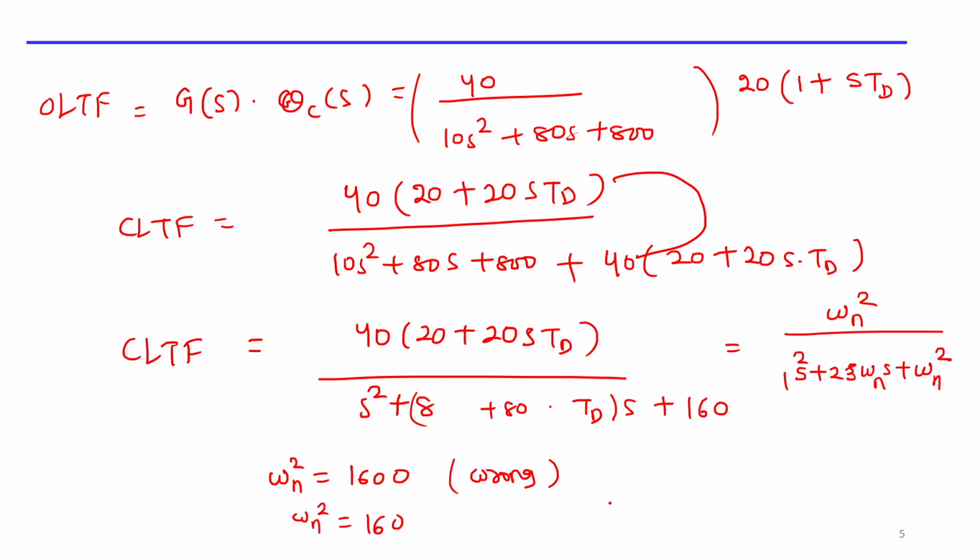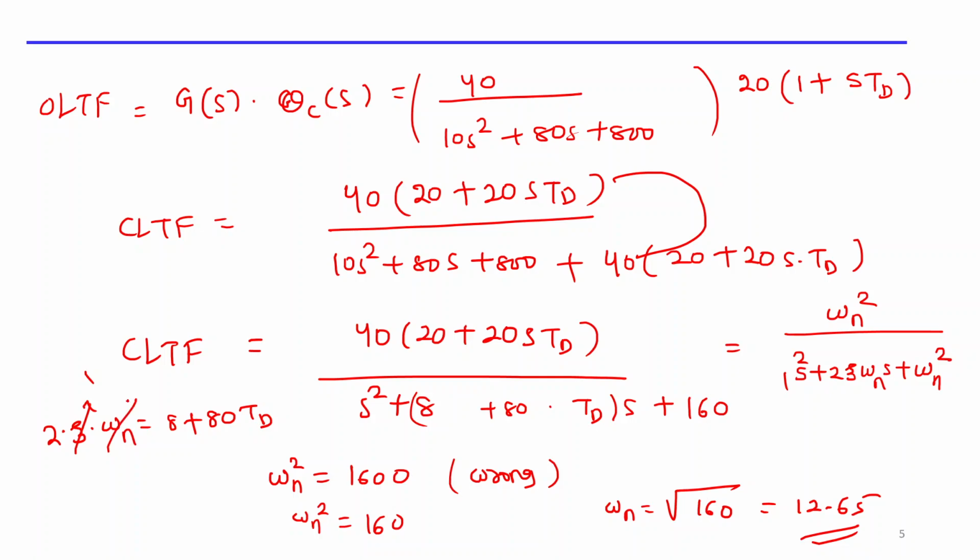Now if you find omega n, it is root over 160, which is 12.65. So omega n is 12.65. Next, you compare 2 zeta omega n equal to 8 plus 80 Td. Here zeta equal to 1 is given, the damping ratio is 1, and omega n you found as 12.65. Then from here you find your Td.